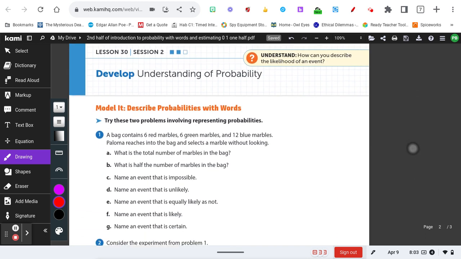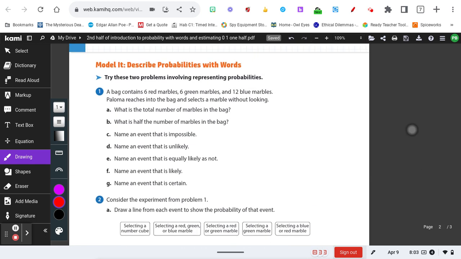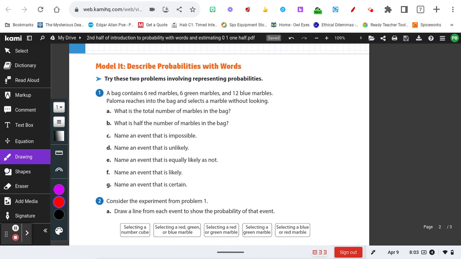All right, let's take a look at page 679. And we're going to look at number 1. A bag contains 6 red marbles, 6 green marbles, and 12 blue marbles, which is 24 marbles in all. Paloma reaches into the bag and selects a marble without looking. So what's the total number of marbles in the bag? Well, that would be 24. What is half of the number of marbles in the bag? Well, half of 24 is 12.